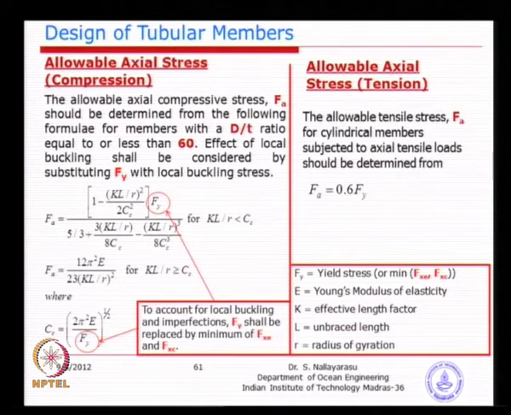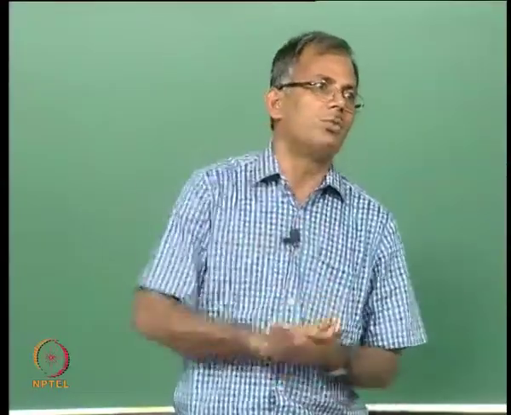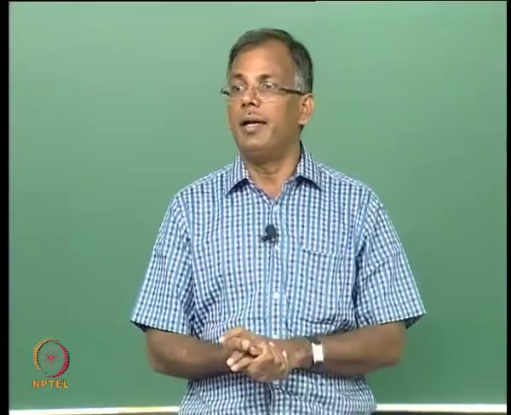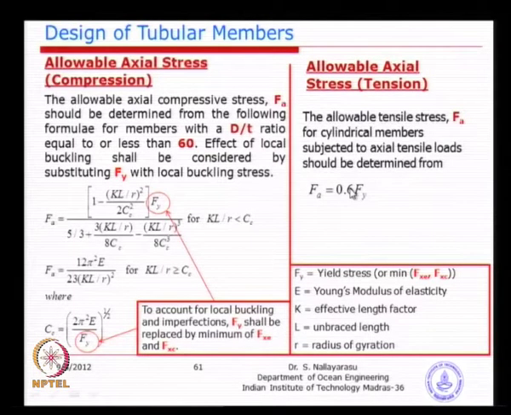So, what is 3 by 5? It is 0.6. So, basically we end up, when the KL by R ratio is very small, with a member where the size is so large but the length is too small, that means it is a stocky member. It may not be governed by buckling at all. So, it will reach the value of 0.6 Fy. That is the understanding you need to get.